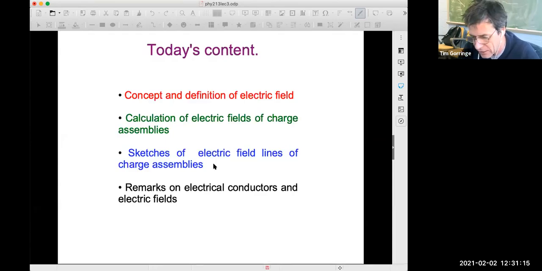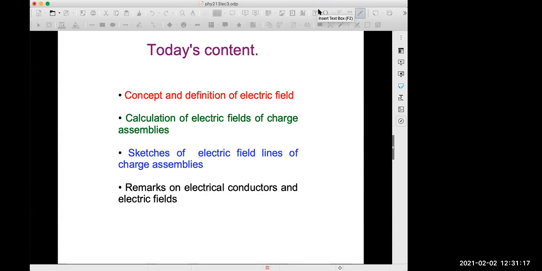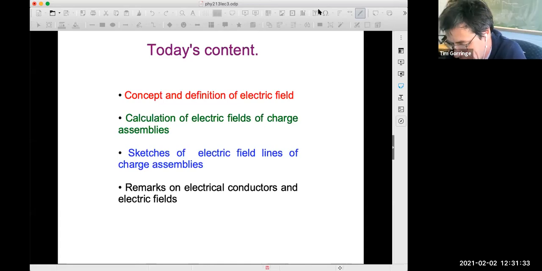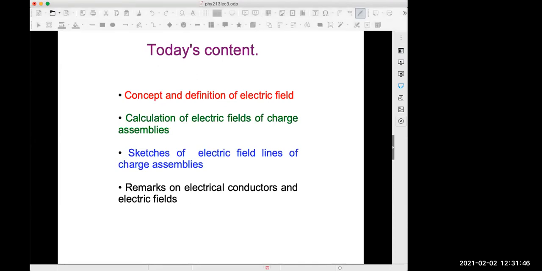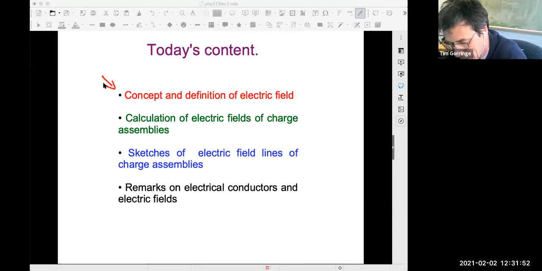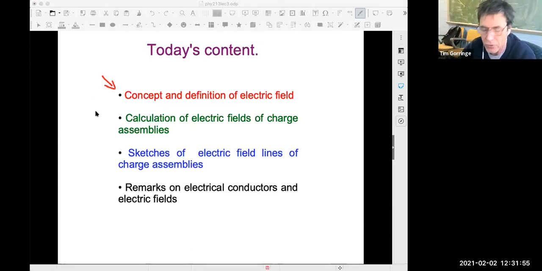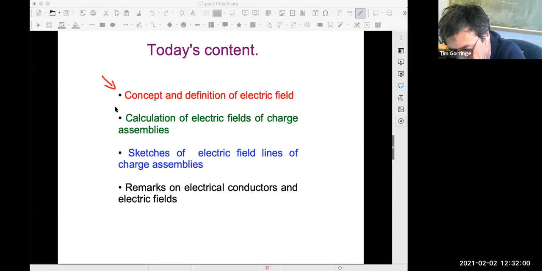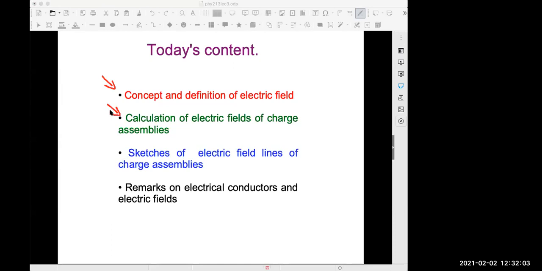So there's a few things I'd like to go through today, and I've listed them. I want to first introduce just the concept of the electrical field and the definition of the electrical field. That's really going to be our first task for today. I want to then look at some examples or illustrations of calculating electrical fields of charge arrangements.